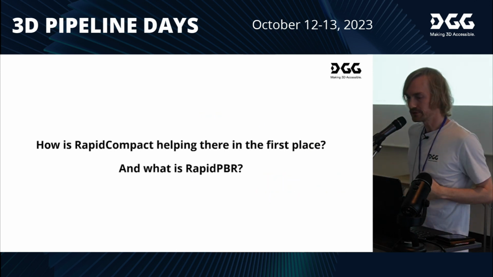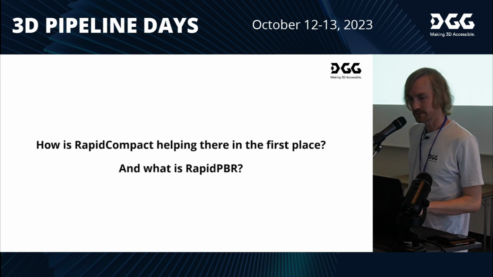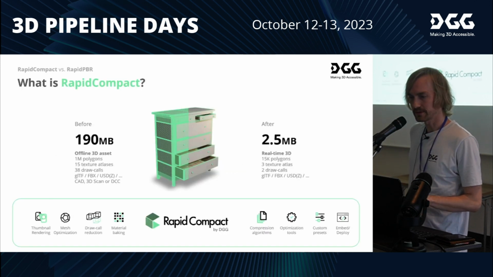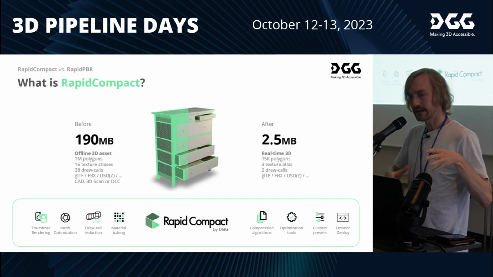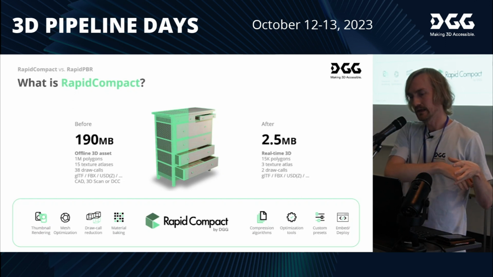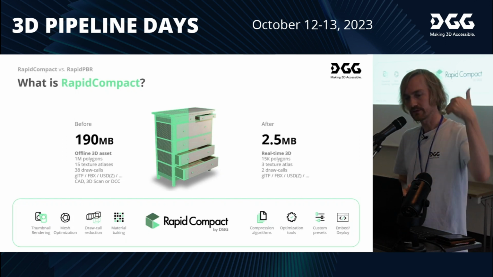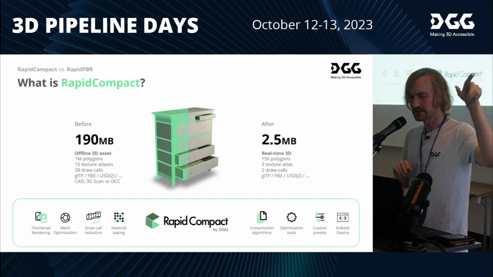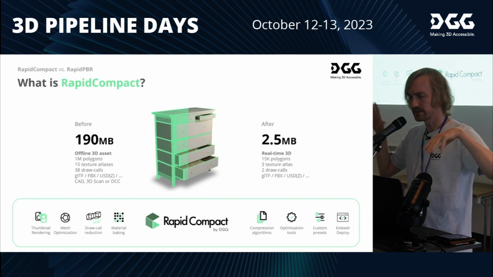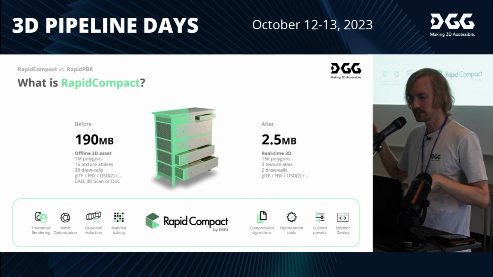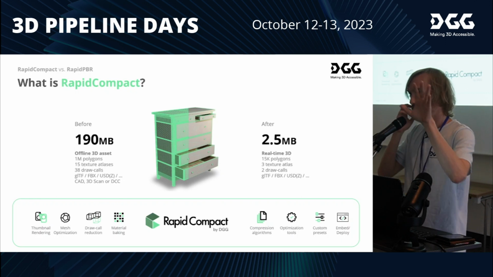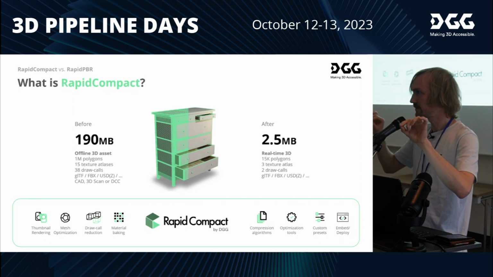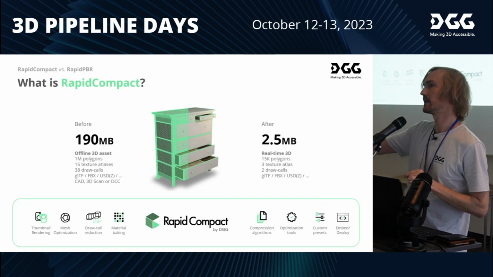If you know DGG, you might have heard about RapidCompact, so just some context. RapidCompact is a tool that can handle a 3D asset and bring it into all kinds of applications, doing things starting with rendering thumbnails, optimizing the mesh, reducing draw calls, baking materials, compression, and then getting it into a certain application and doing whatever is necessary to have an optimal representation for that application.